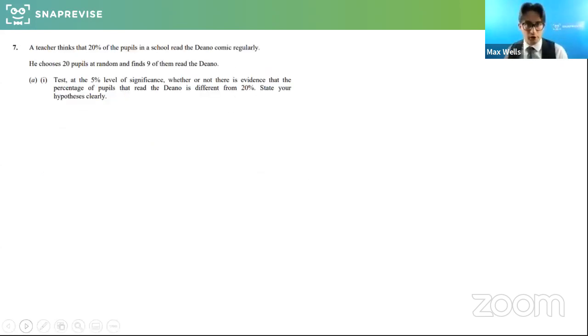So a statistics question now. We've got a teacher who thinks that 20% of the pupils in a school read the Dino comic regularly. Okay, so see what they've done there. And he chooses 20 pupils at random and finds 9 of them read the Dino. Test at the 5% significance level whether or not there is evidence the percentage is different. Okay, so this is a really key question. This is a hypothesis test question. And actually the wording of the question is really important here, indicating what we should do.